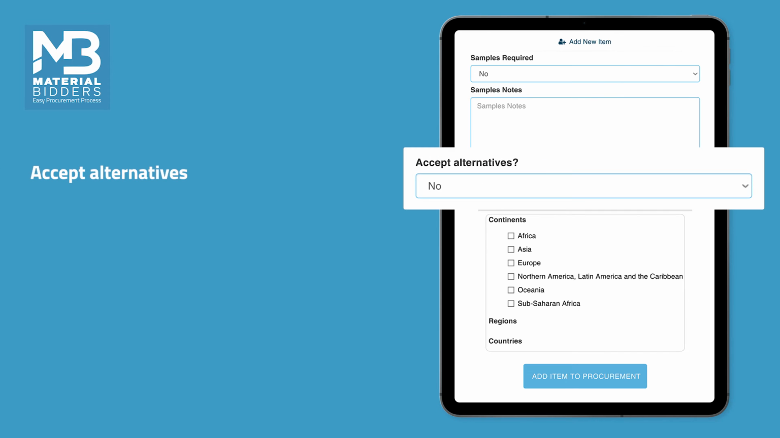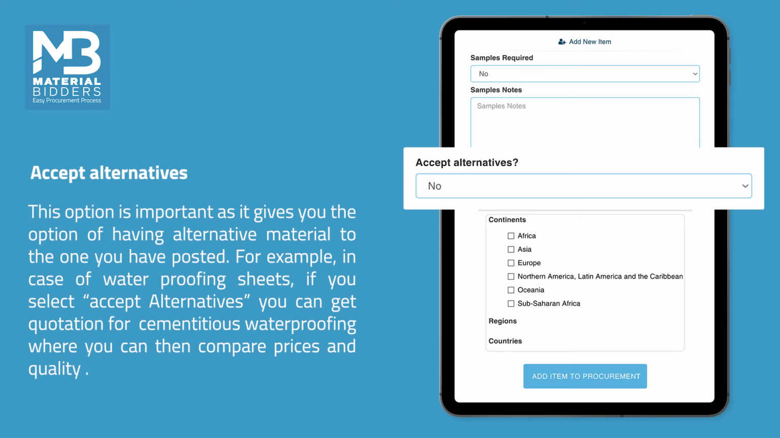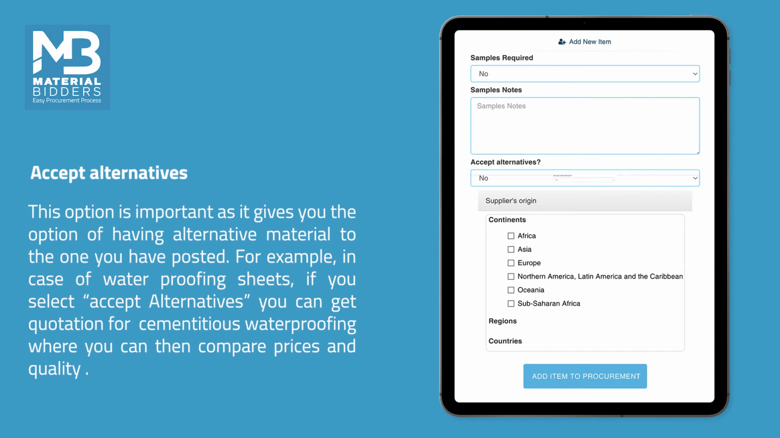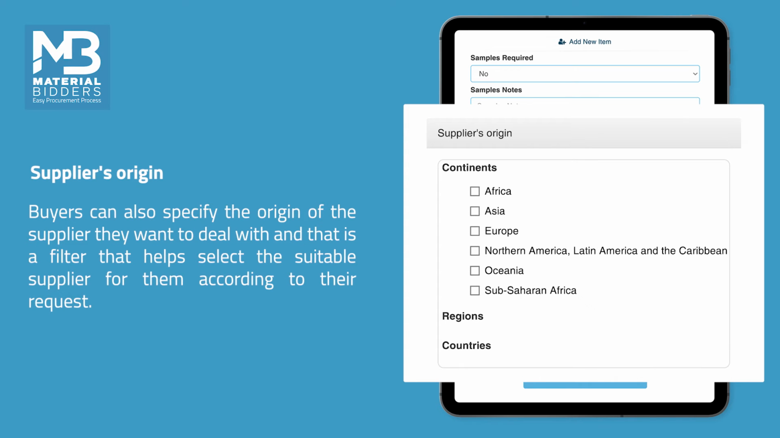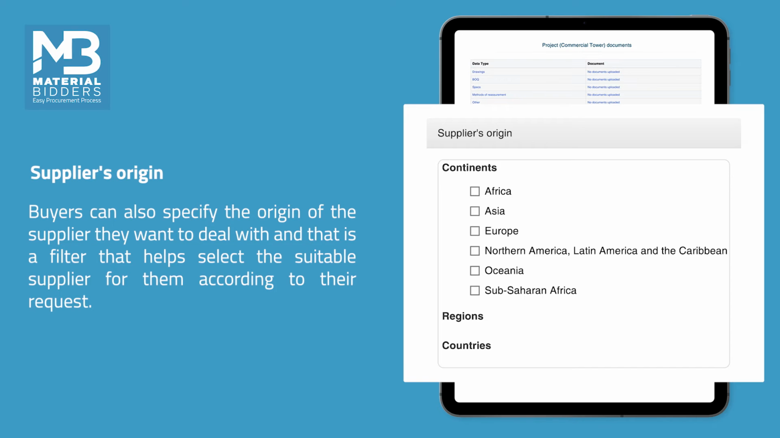Accept alternatives. This option is important as it gives you the option of having alternative material to the one you have posted. For example, in case of waterproofing sheets, if you select accept alternatives you can get quotation for cementitious waterproofing, where you can then compare prices and quality. Supplier's origin. Buyers can also specify the origin of the supplier they want to deal with, and that is a filter that helps select the suitable supplier for them according to their request.